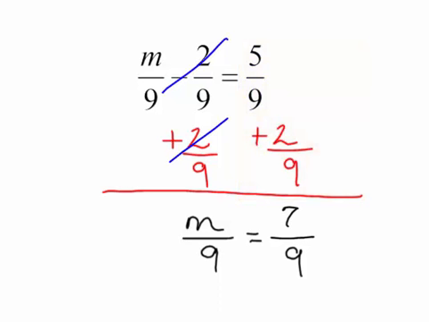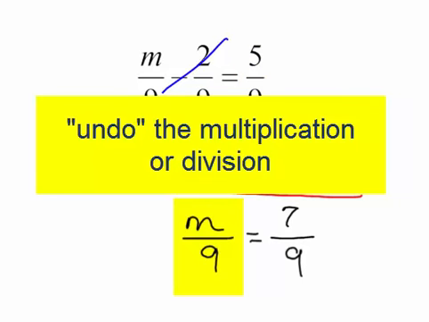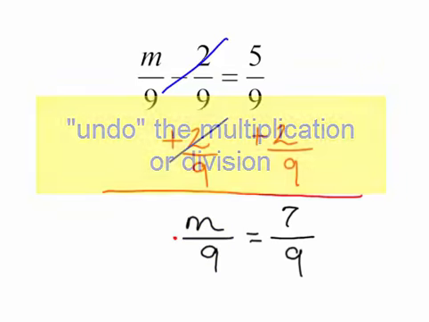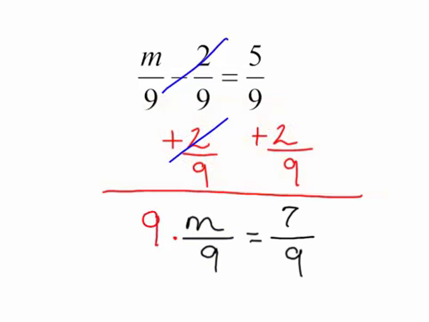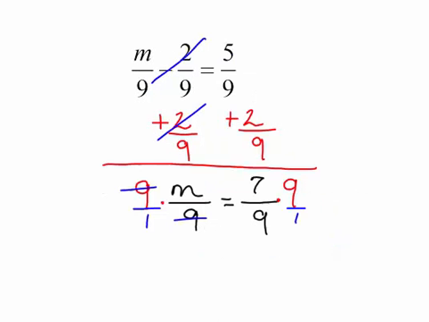And now you see the variable is divided by 9. The opposite of dividing by 9 is to multiply by 9. Of course, whatever you do to one side, you have to do to the other. And sure enough, the 9s cancel out on the left side, and I will have only m. On the right side, I am just multiplying.